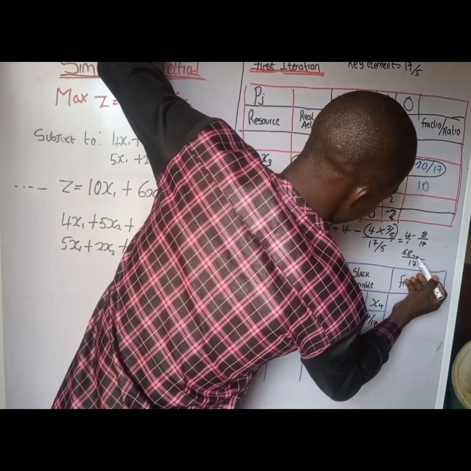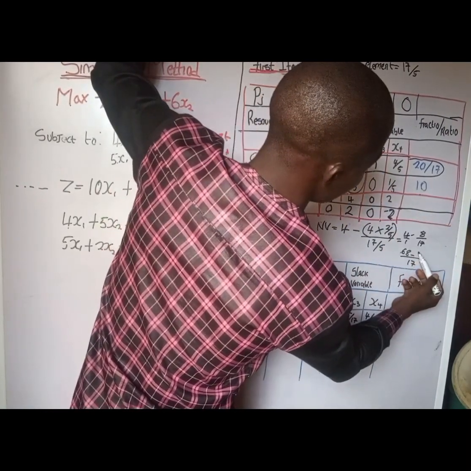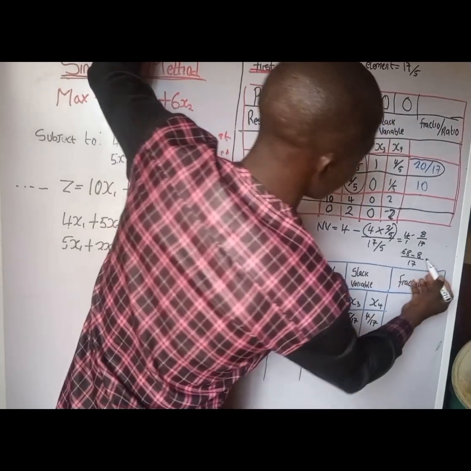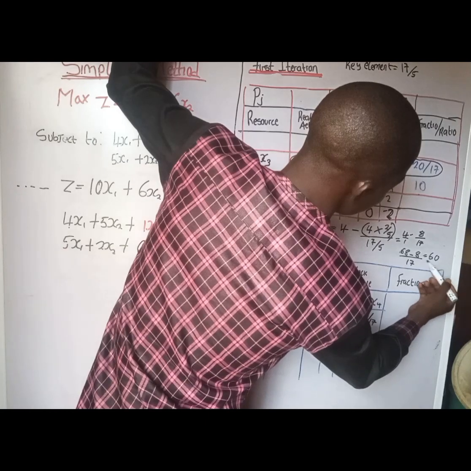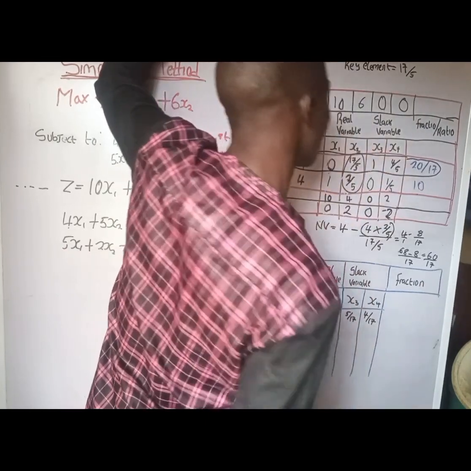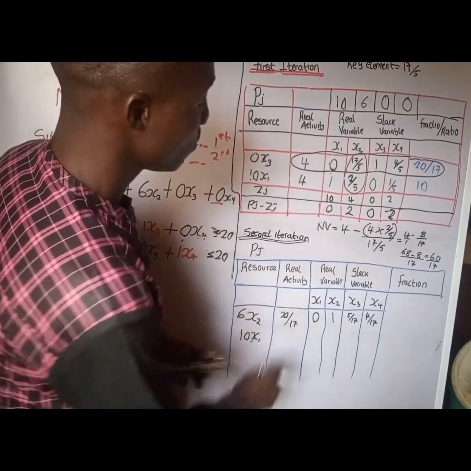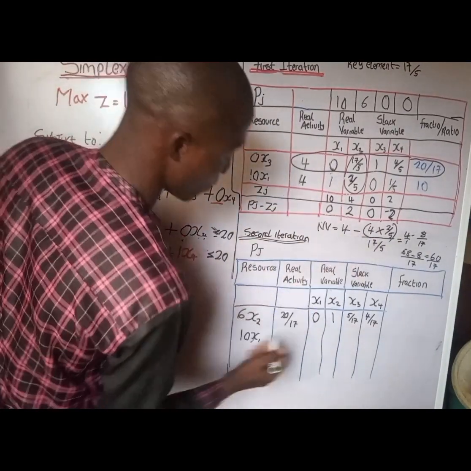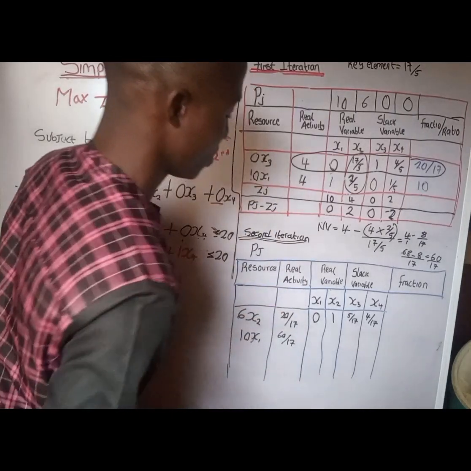This minus sign: 17 divided by 17 is 1. 1 multiplied by 8 will be 8. So I'm left with what? 68 minus 8 will give me 60. So I'm left with 60 over 17. So the new value of this 4 is 60 over 17. So I'm going to be having 60 all over 17 here.